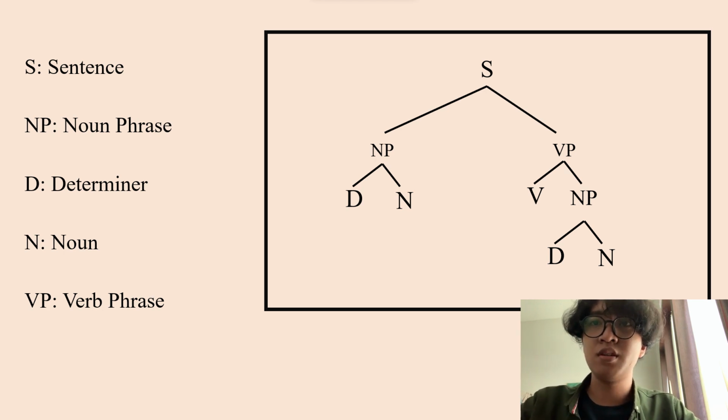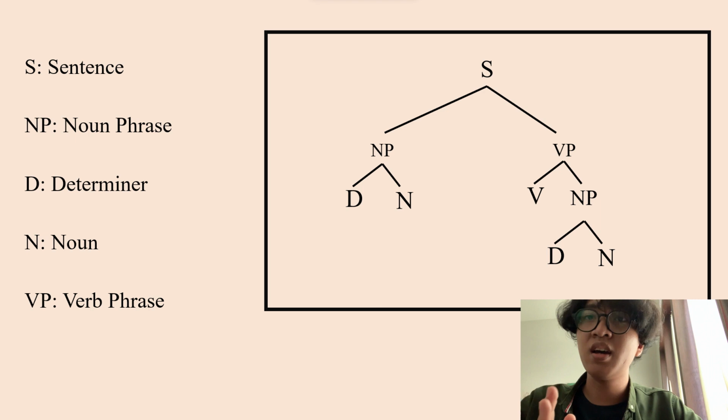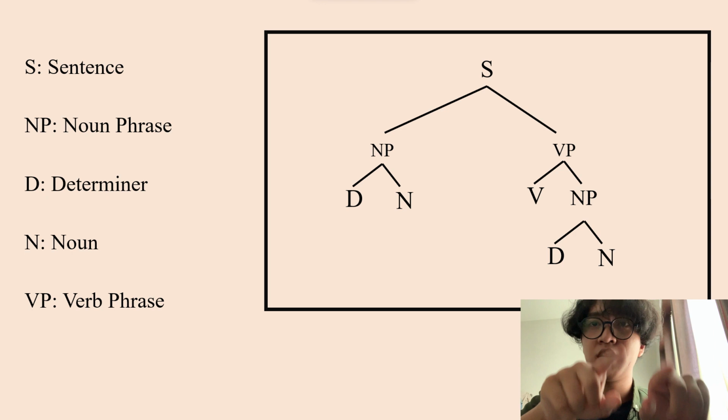The sentence for this example is "The chef cooks the soup." As you can see, the sentence makes a noun phrase, where the determiner is the word "the" and the noun is "chef." But for the verb phrase, you can see the determiner is the word "the" again, and the noun is "soup." It's just going to be like that, the graphical diagram.